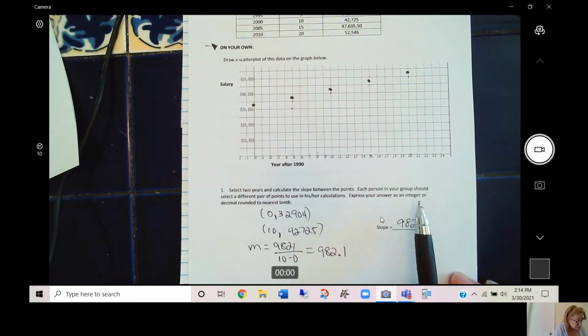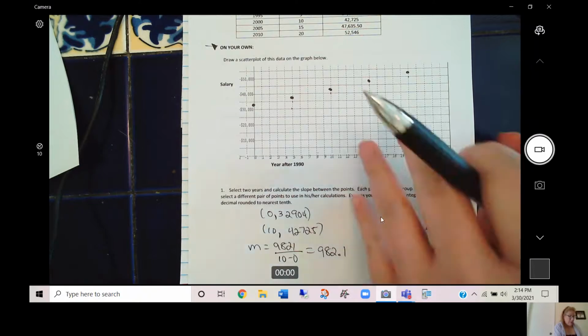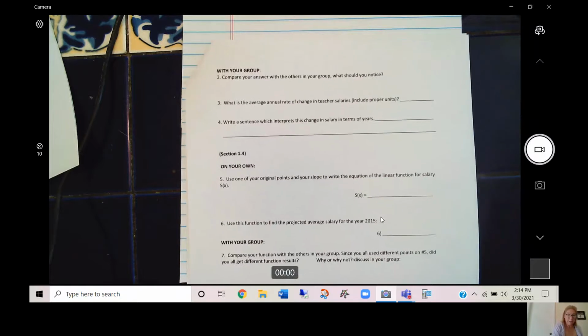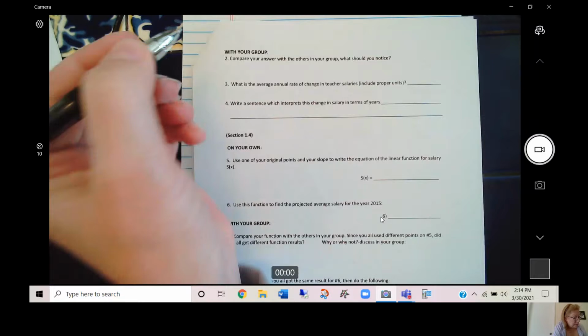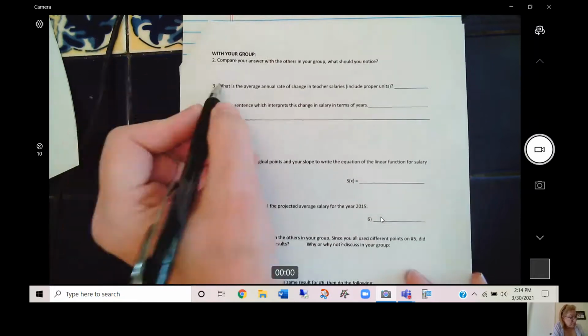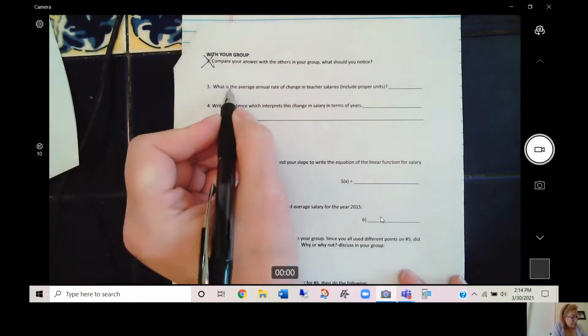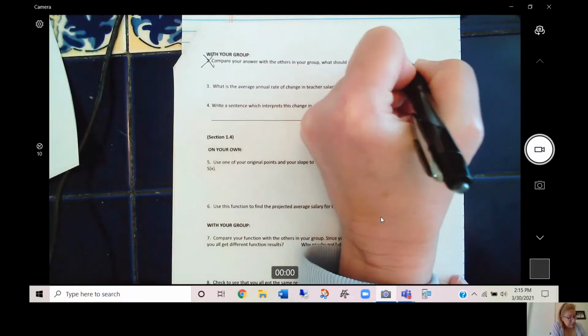So it says express your answer as an integer or decimal rounded to the nearest tenth. Well, it works out to exactly the tenth. Okay, so 982.1 is our slope. Okay, so let's go to the next page. I'm going to go down here to, not the compare your answers, but what is the average annual rate of change? It should be the same. Everybody gets the same slope.